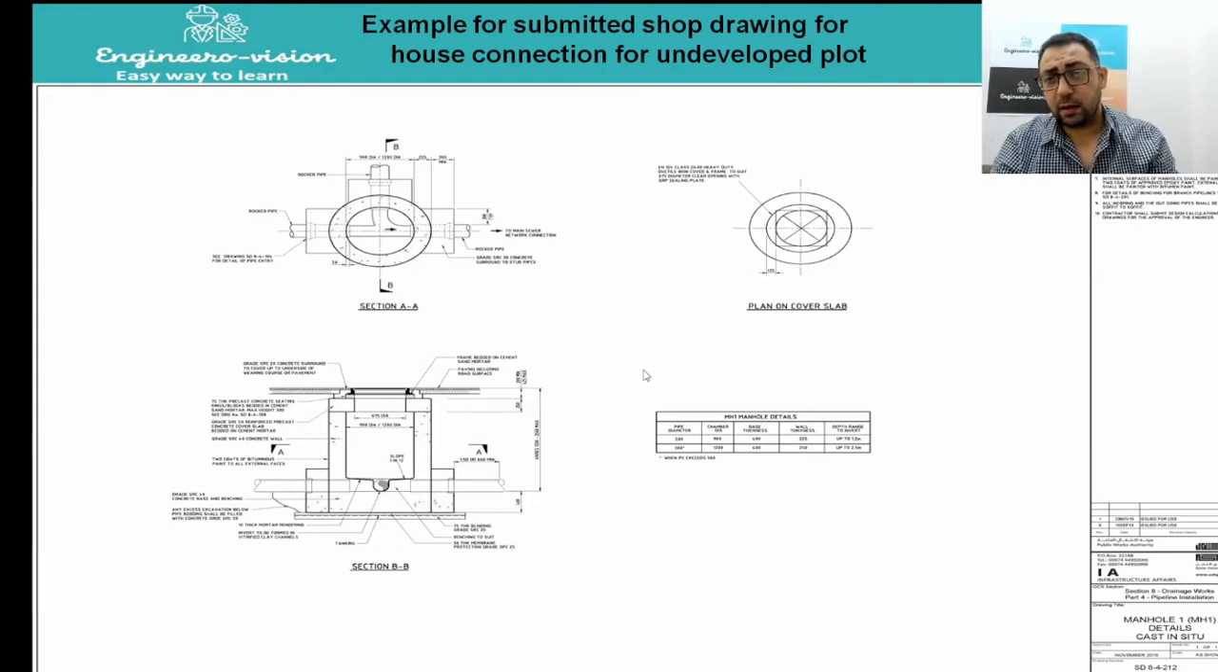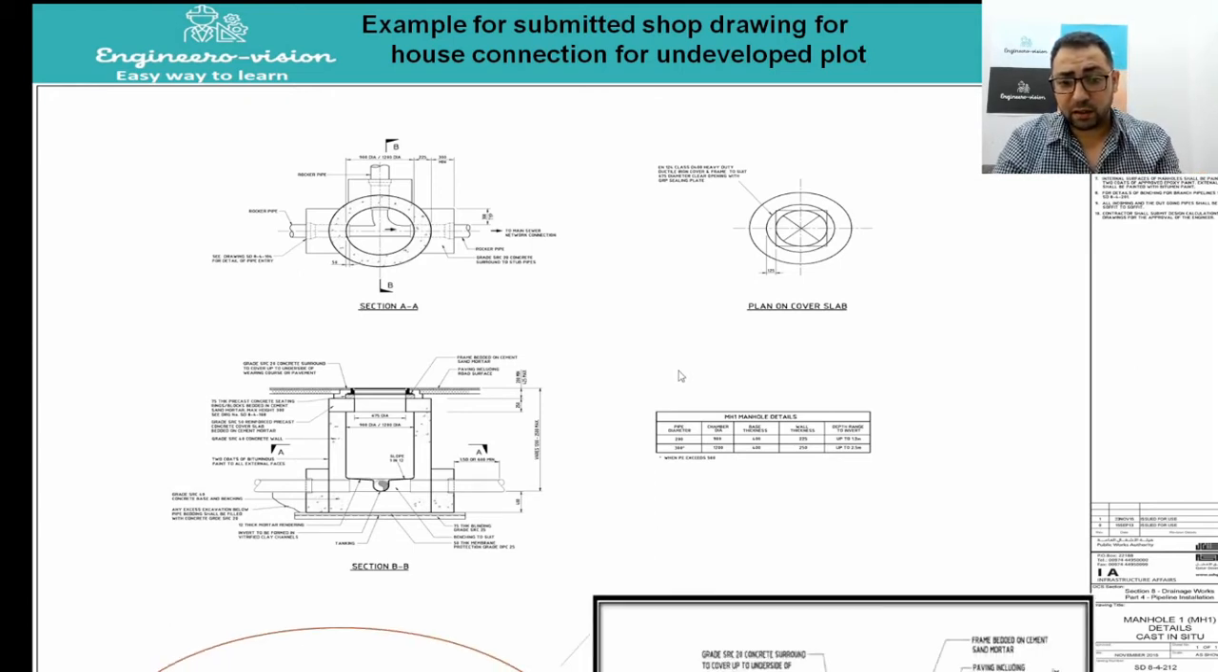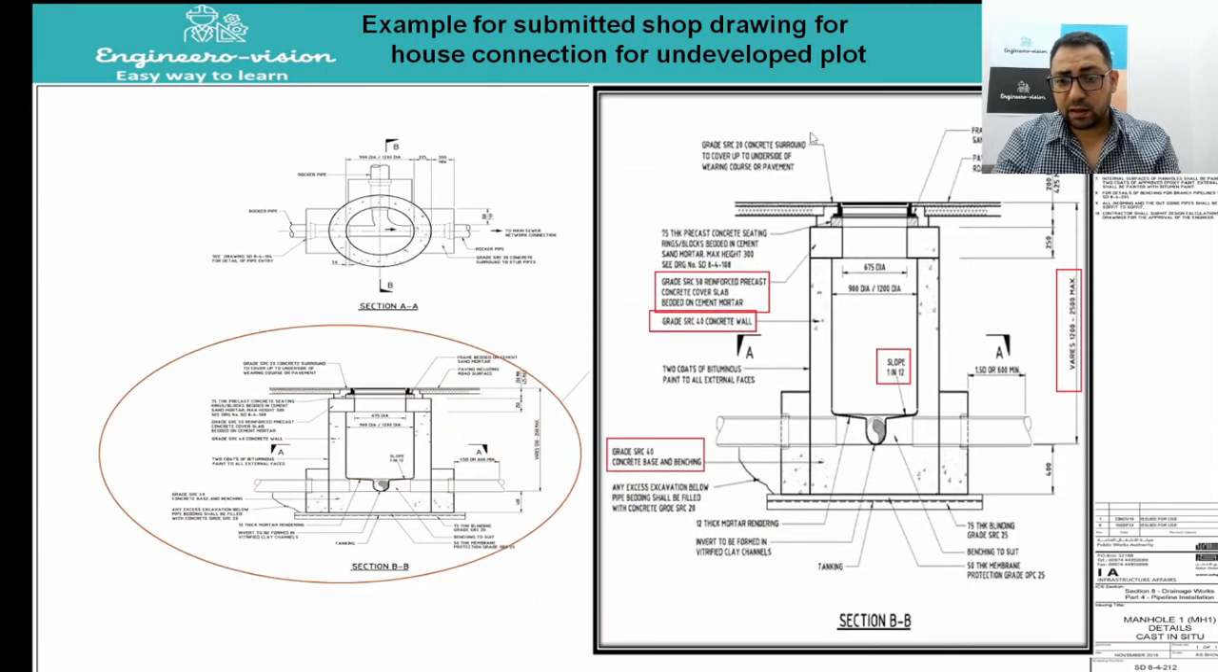MH1 is the manhole that we are going to construct in case the depth is more than 1.5 meter up to 2.5 meter maximum. These are the details of this one.